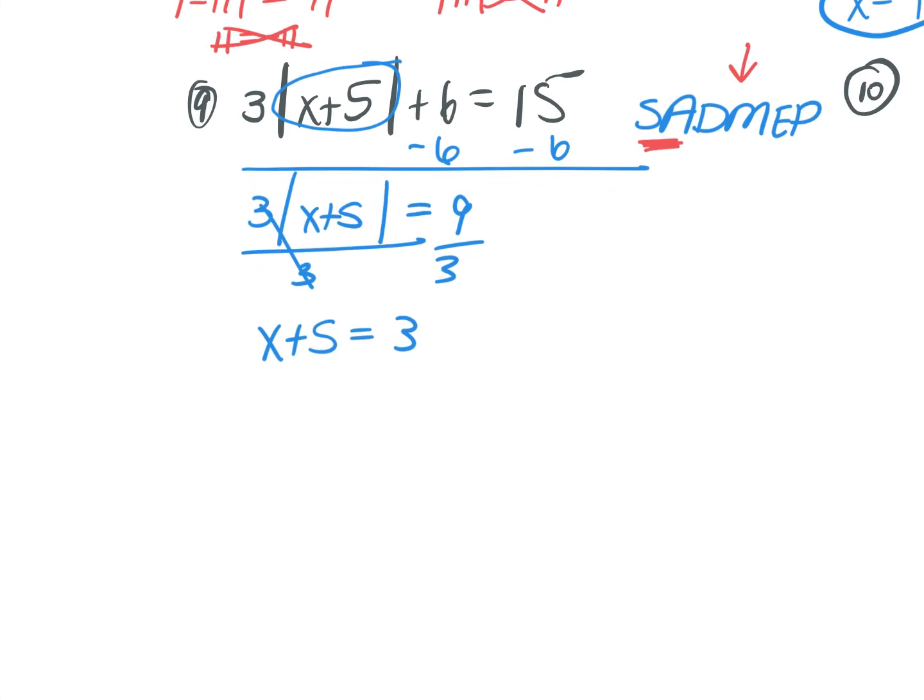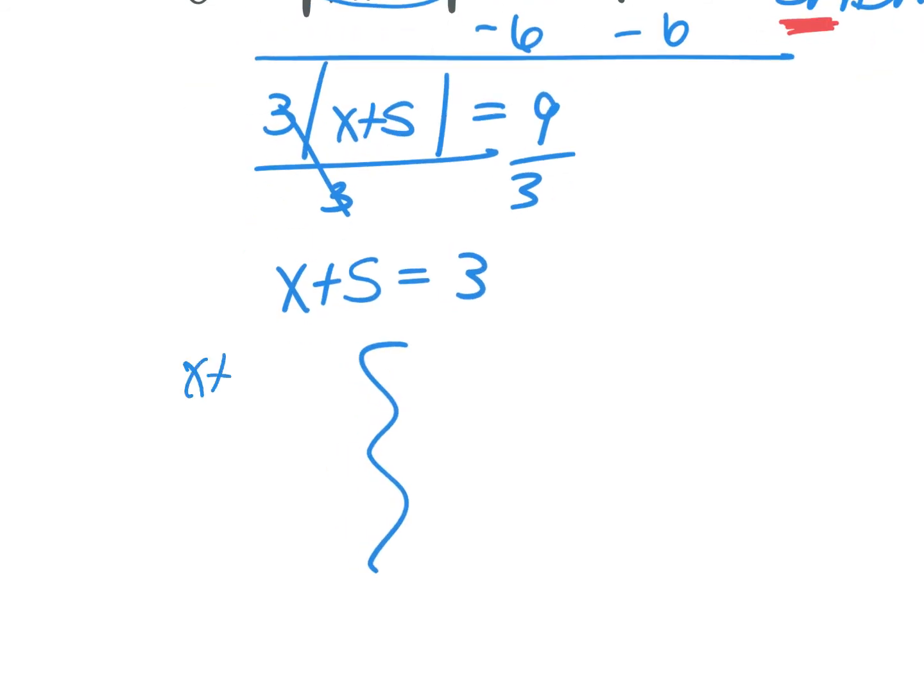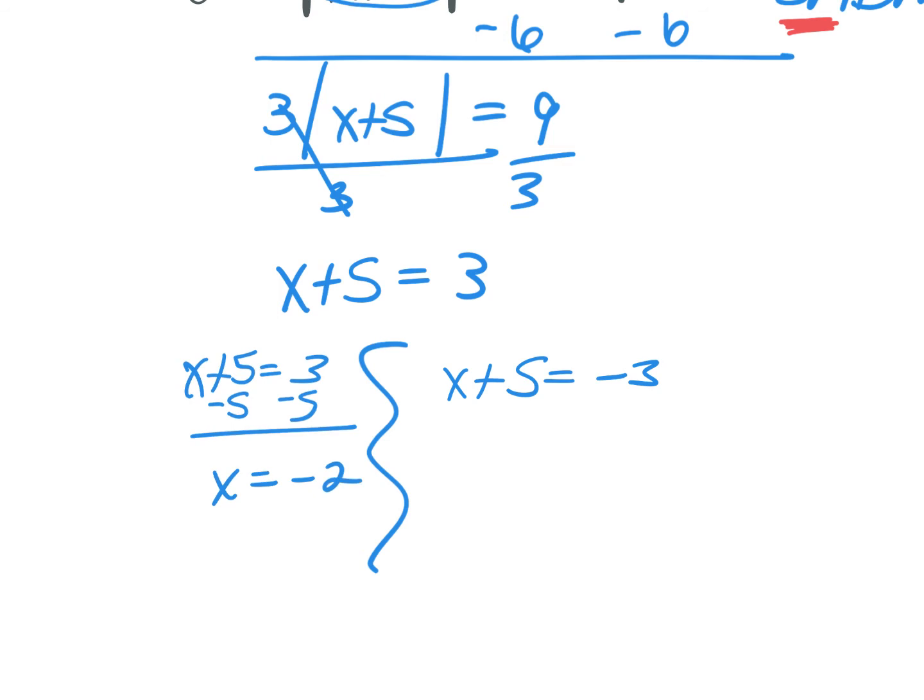I like it. All right, so now guys, if I'm going to solve this, I have x plus 5 equals 3 and x plus 5 equals negative 3. Agreed? Okay, so solve. Minus 5 from both sides. x equals negative 2. And over here, I'm going to minus 5 from both sides. And x equals negative 8.